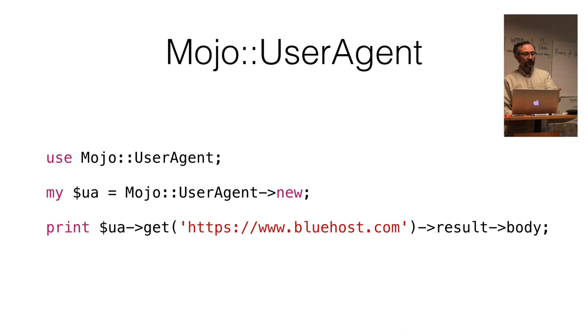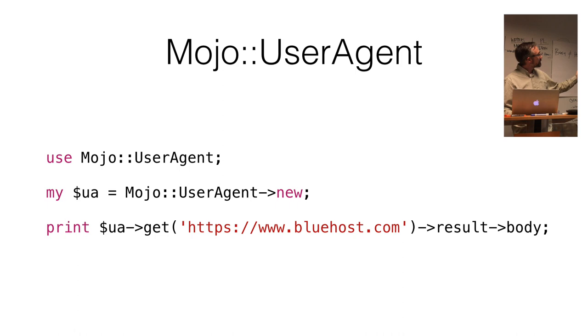It works, as you can see here, a lot like LWP. You import the module, you create a new user agent object, so this is a web client, like curl or your browser, and then you invoke the proper method, and here we're using a get, there's post, patch, delete, options, and then you can create custom ones if you have a custom web server you're hitting. We're going to hit bluehost.com, and we're going to get the result and look at its body.